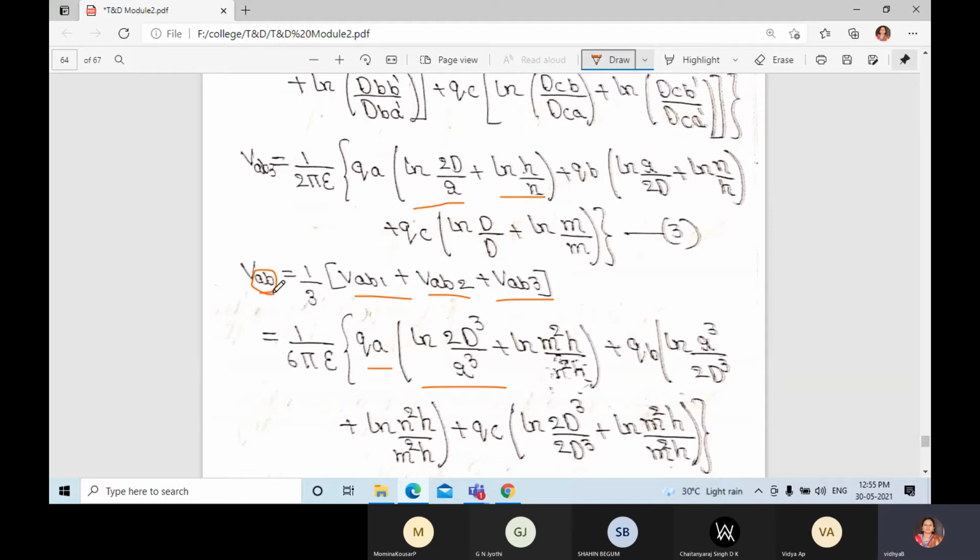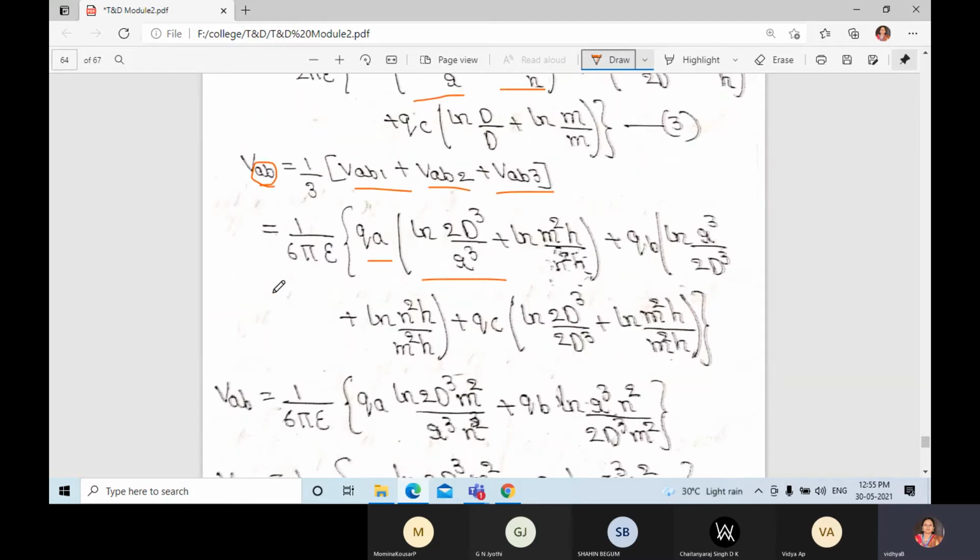That means C will be 0. It will become 0 here. Ln 1 is 0, so this gets cancelled. Ln 1 is 0, so QC will become 0. Only here we get QA and QB.